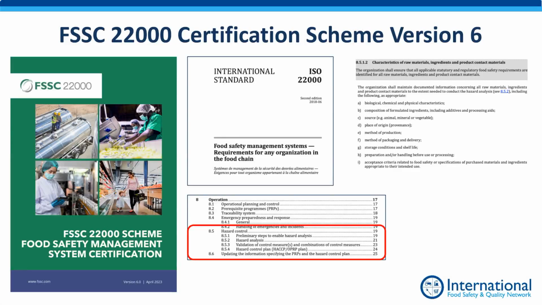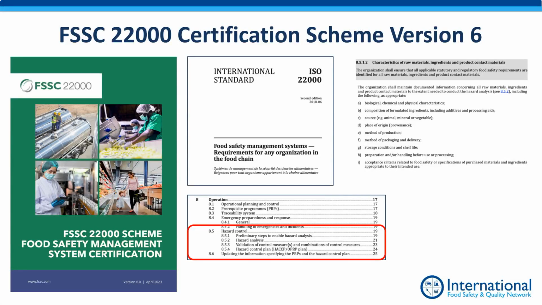I'd like to look back at the FSSC 22000 certification scheme, and particularly at ISO 22000. This is an area where ISO 22000 addresses in detail something that isn't covered in as much detail in Codex and the main benchmark standards, and that's characteristics of raw materials, ingredients, and product contact materials, which are obviously important in preparation for your hazard analysis.